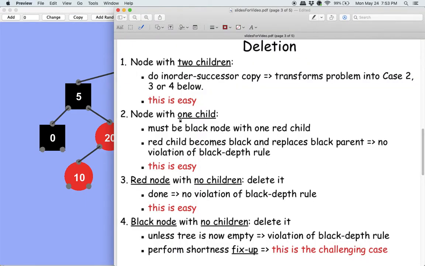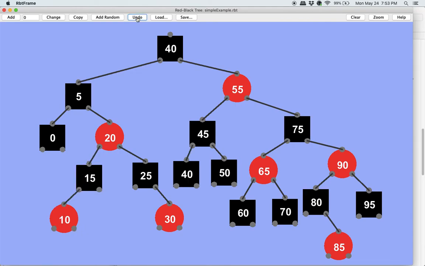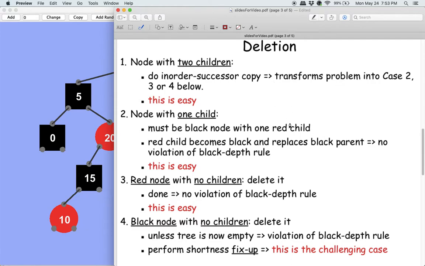And of course, if we have a leaf node that has no children, then if it was a regular binary search tree, I could simply delete it. For example, the 50 here has no children, so I could just delete it, and I would be done. Okay, let's undo some of those things. In the case of a red-black tree, we have to be a little more careful.